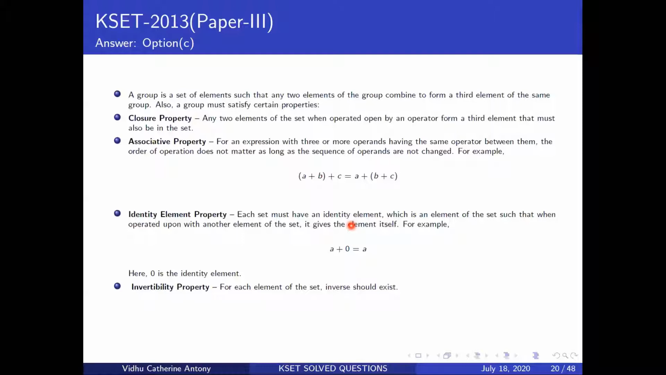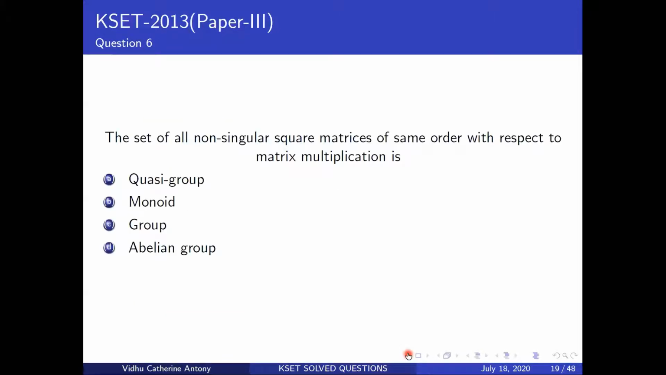So this is basically your homework for you. You're going to go and you're going to check if your set of non-singular 2 cross 2, or not 2 cross 2, here you have square matrices, so n cross n. Okay, n cross n matrices is a group under matrix multiplication. So the answer is C.